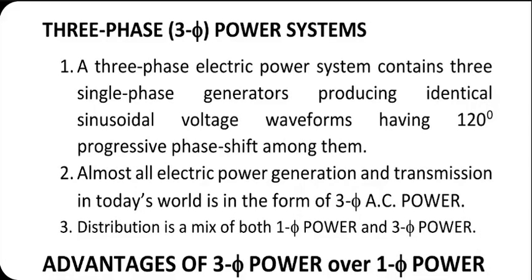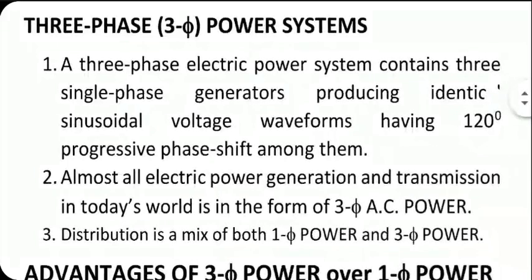Almost all electric power generation and transmission in today's world is in the form of three-phase. When I say 3 phi, I mean three phase. Don't confuse this phi with the power factor angle. This is a symbolic description of three-phase system. Many books say 3 phi, not three phase. Distribution, of course, is where customers are not necessarily demanding three phase anyway. So a lot of distribution is single phase, but generation and transmission is invariably three phase.